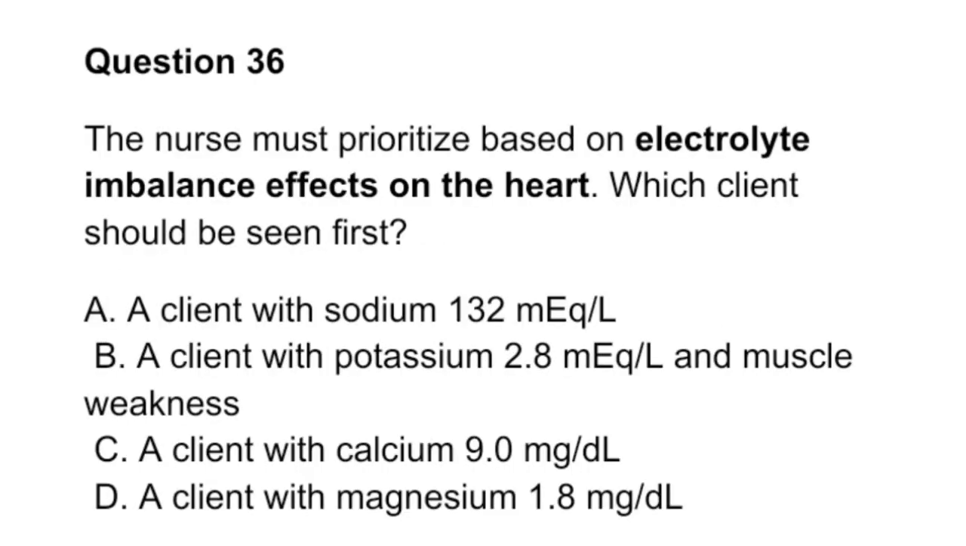Question 36. The nurse must prioritize based on electrolyte imbalance effects on the heart. Which client should be seen first? A. A client with sodium 132 milliequivalents per liter. B. A client with potassium 2.8 milliequivalents per liter and muscle weakness. C. A client with calcium 9.0 milligrams per deciliter. D. A client with magnesium 1.8 milligrams per deciliter.